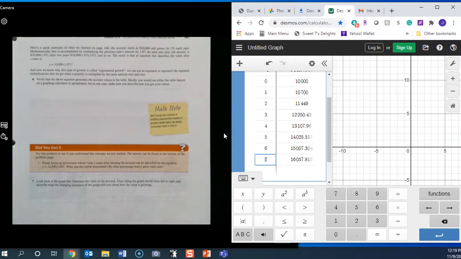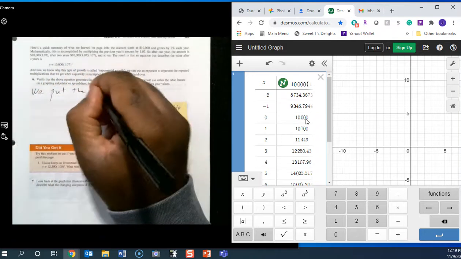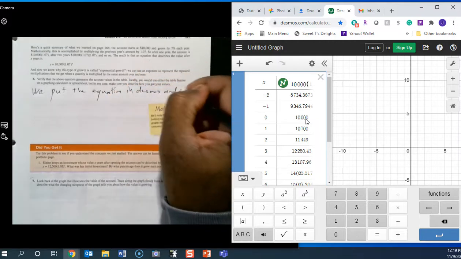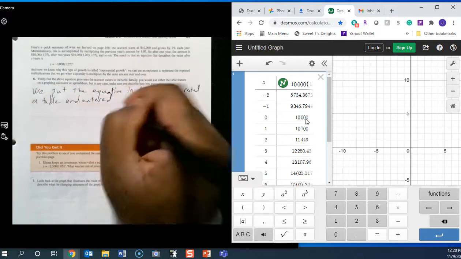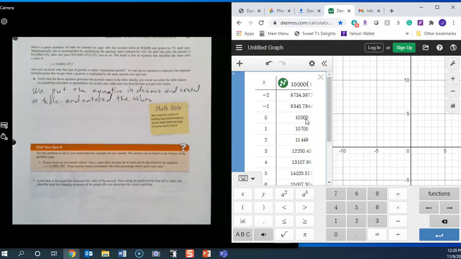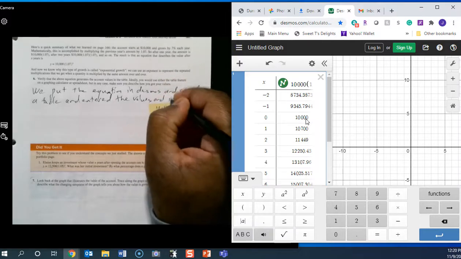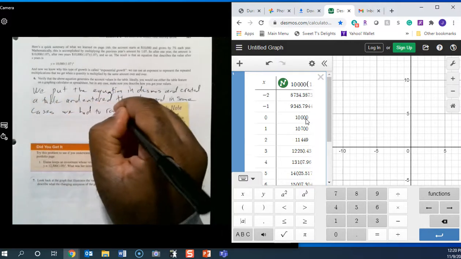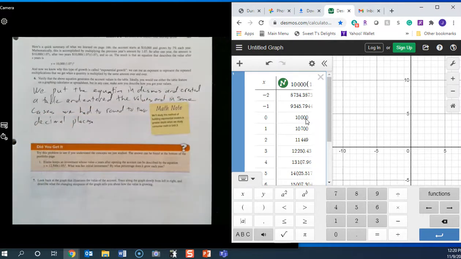So now, we are asked here to describe what we did. So to describe what we did, we put the equation in Desmos and created a table and entered the values. That's basically what we did. Oh, and one other thing. In some cases, we had to round to 2 decimal places. So we have to include that. All right, now, number 7.